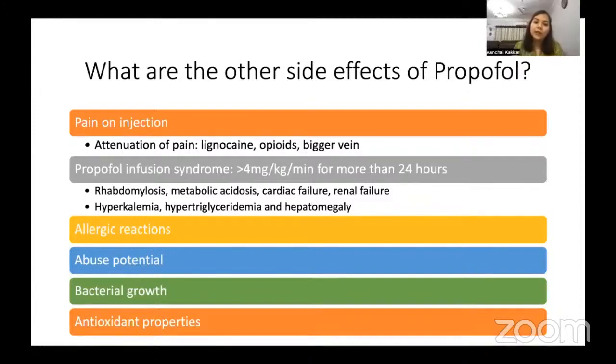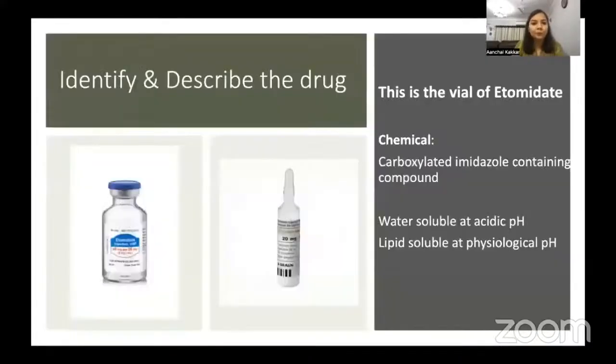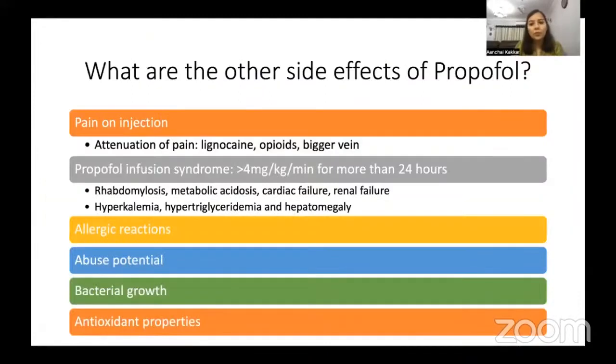The other side effects of propofol are allergic reaction. It has an abuse potential also. A vial once opened should be used within 24 hours because it can support bacterial growth. And it has antioxidant properties also, so it can actually cause reperfusion injuries also. So that was all about propofol.